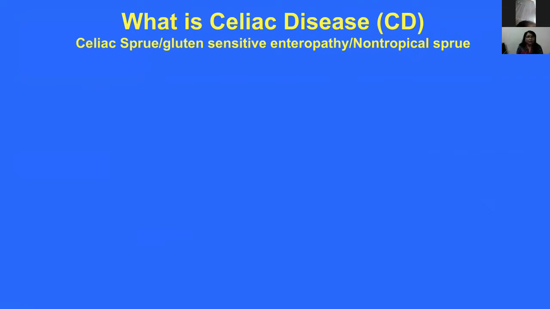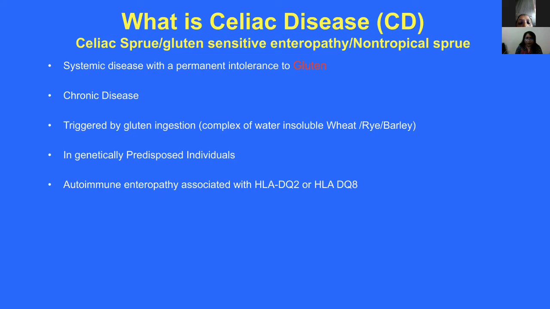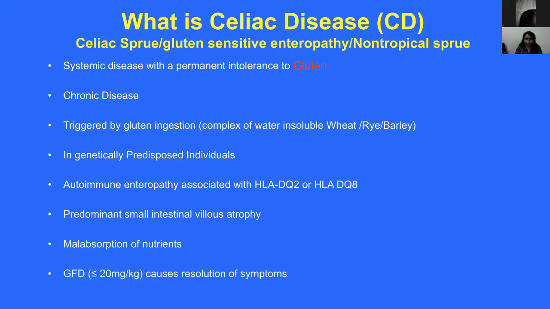What is celiac disease? This is called celiac sprue, gluten sensitive enteropathy, or non-tropical sprue. These are the names which have been given to patients with celiac disease. This is a systemic disease with a permanent intolerance to gluten. It is a chronic disease. It is triggered by ingestion of gluten, which is a complex of water-insoluble wheat, rye, or barley products, in genetically predisposed individuals, with an autoimmune enteropathy associated with HLA-DQ2 or DQ8, which predominantly involves small intestinal villus abnormality in the form of atrophy, and causes malabsorption of multiple nutrients, leading to different manifestations.